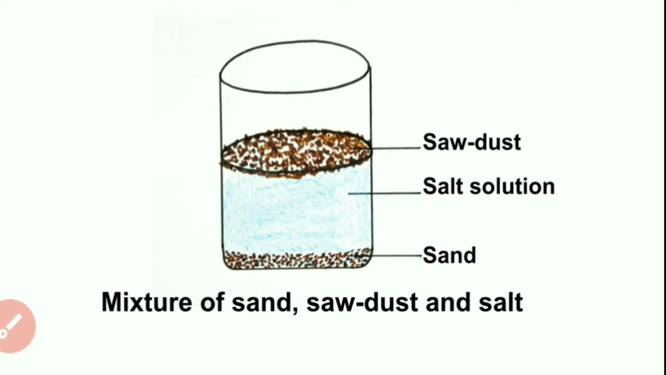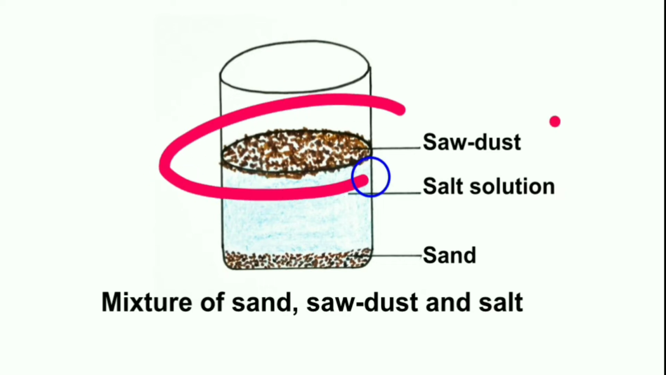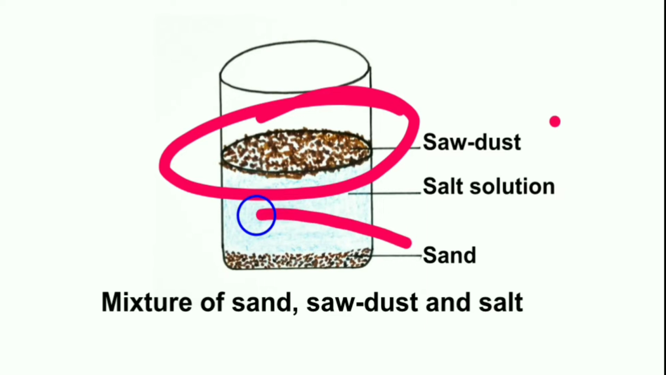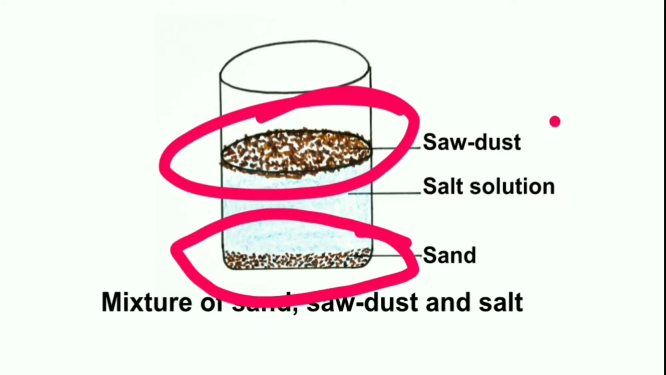First we will take the entire mixture and we will dissolve it in water. Now the salt being soluble in water will dissolve in water and will form a salt solution. Then sawdust and sand being insoluble in water will not dissolve in water. At the same time, sawdust being lighter than water will float over the water, while sand being heavier than water will settle down at the bottom of the solution.